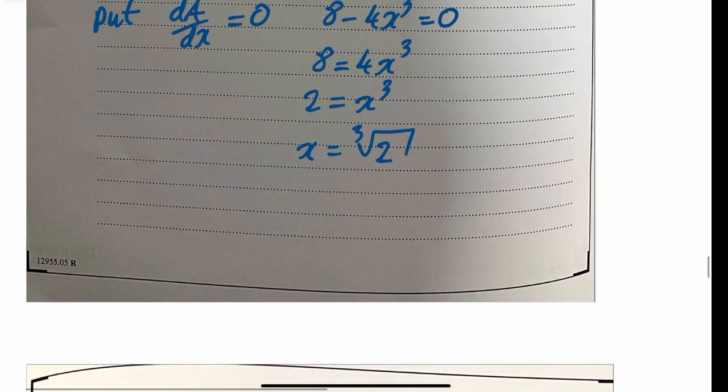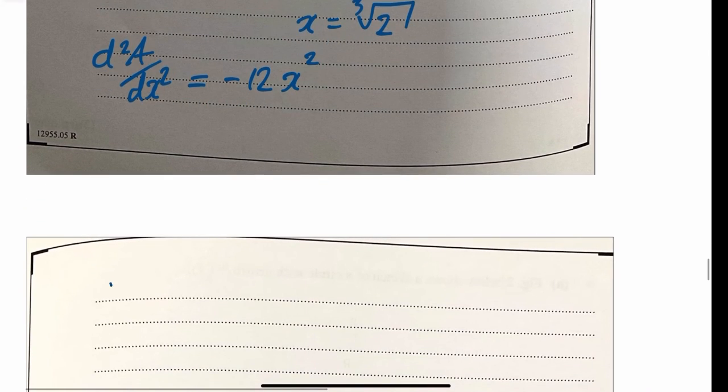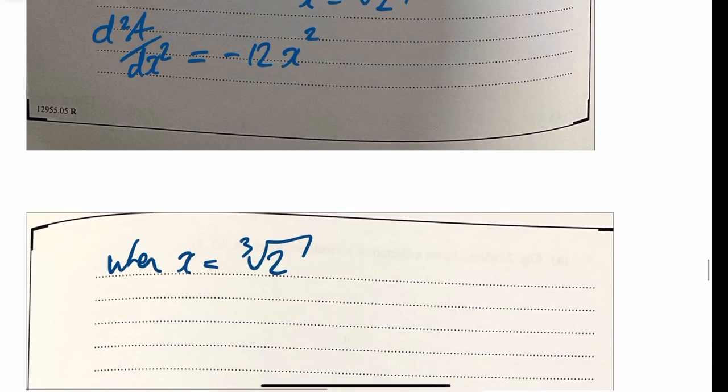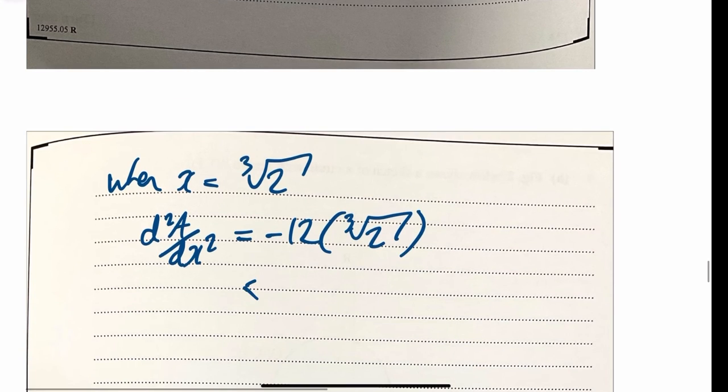Now, how you confirm that something is a maximum or a minimum is you do your d2A by dx squared. So if you work out your d2A by dx squared, you'll get minus 12x squared, and then we'll just say when x equals the cube root of 2, d2A by dx squared is going to be equal to minus 12 times the cube root of 2 squared, which is less than 0, therefore it is a maximum.